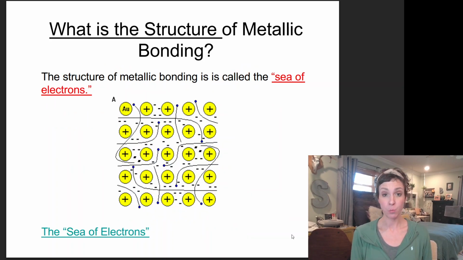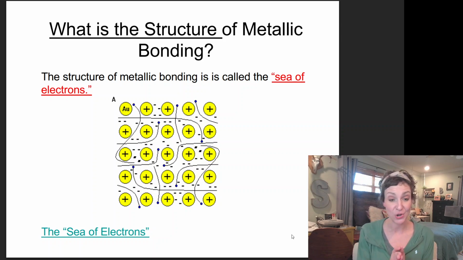Okay, our next section is what is the structure? So we know what happens. Electrons are delocalized, and we know that that leads to an electrostatic attraction. But then how does this create a structure of some sort? So the structure of metallic bonding is called the sea of electrons. And I thought I'd show you guys a really, really cute, fun, quick video kind of visualizing this sea of electrons and how it's created.